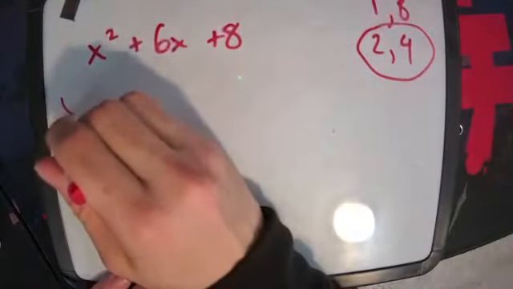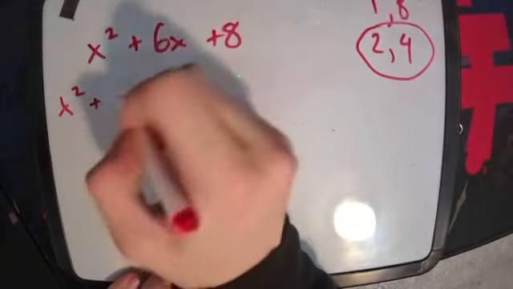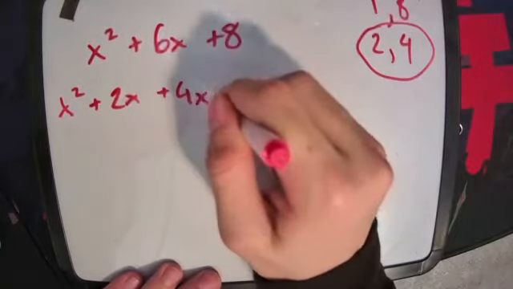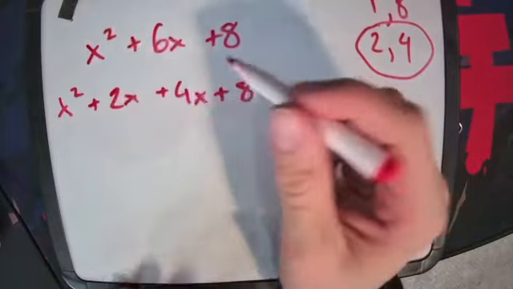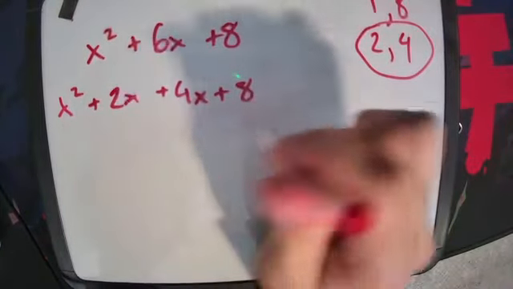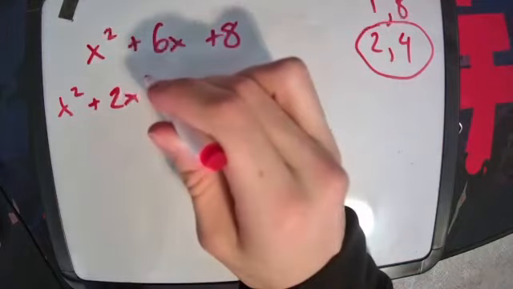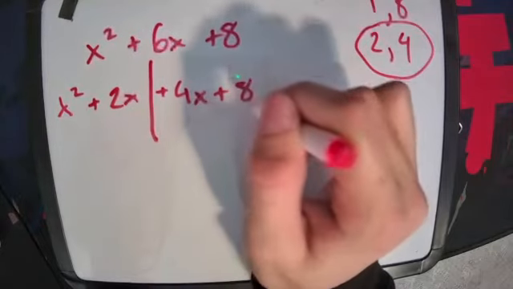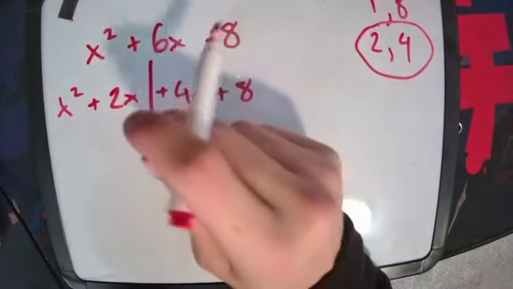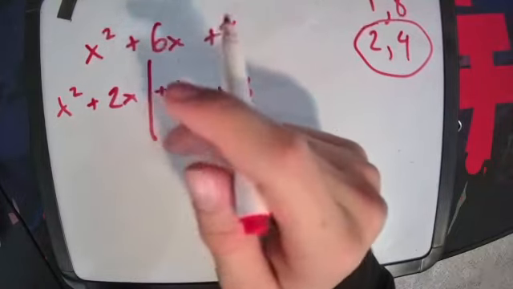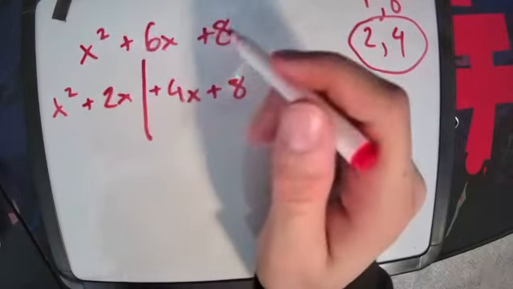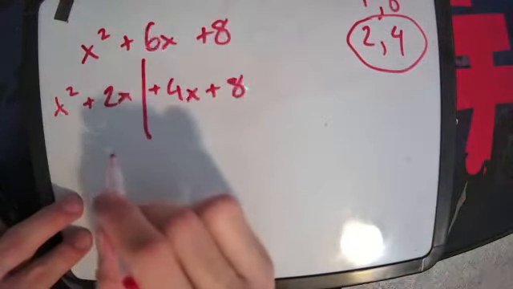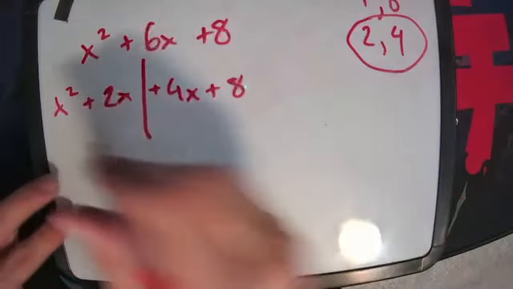And now we have to expand the b term. So we have x squared plus 2x plus 4x plus 8. Now that we've expanded the b term and we have 4 terms, we can group them. The first two terms will be one group, and the last two terms will be one group. Keep in mind that this is not an absolute value sign, it's just a way to easily separate the two groups. So what's the greatest common factor for x squared plus 2x? That's just going to be x.